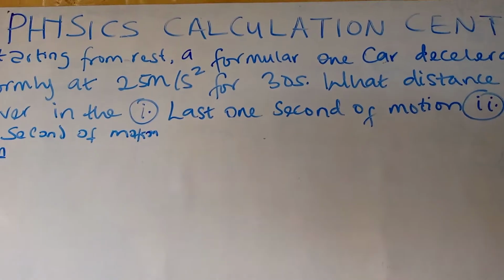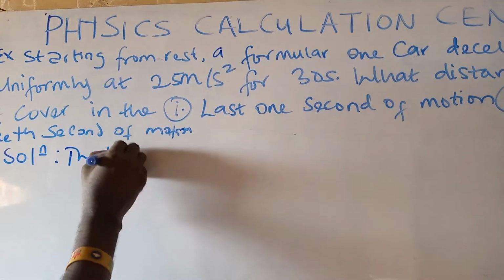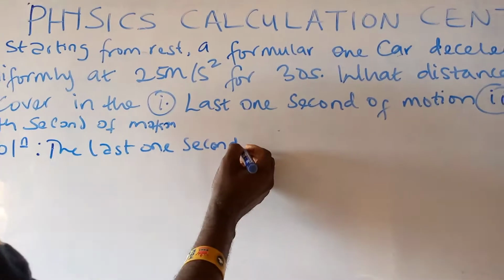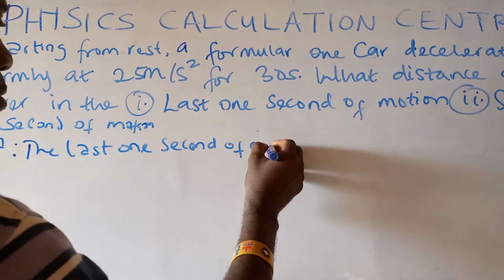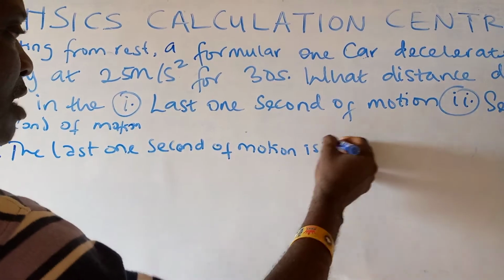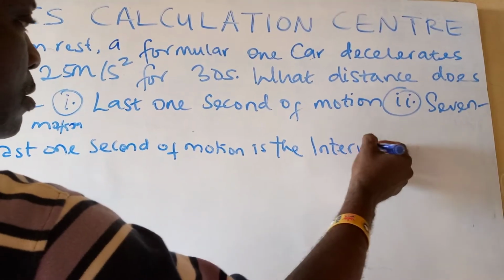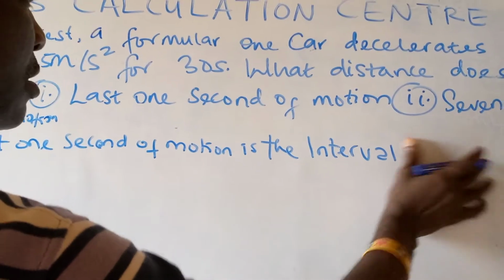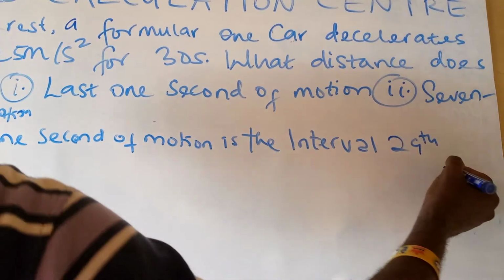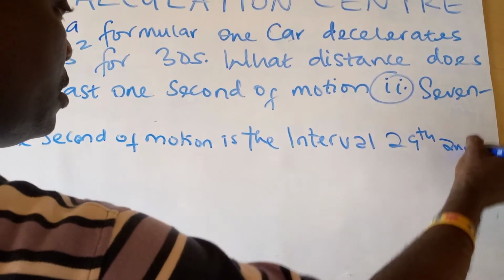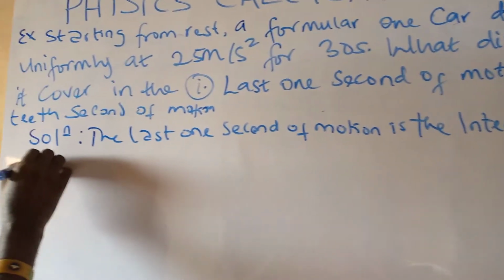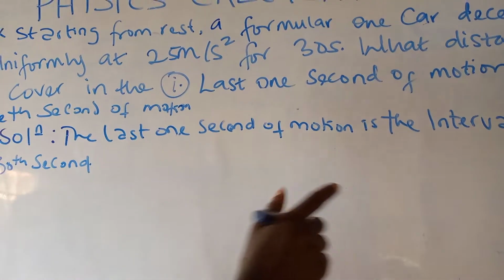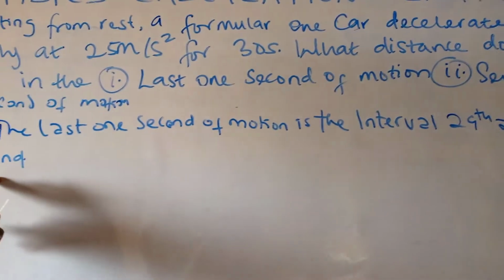And we know that the last 1 second of motion is the interval between the 29th and 30th seconds. And don't forget that the time was basically for 30 seconds. So the last 1 second is from the 29th second to the 30th second.